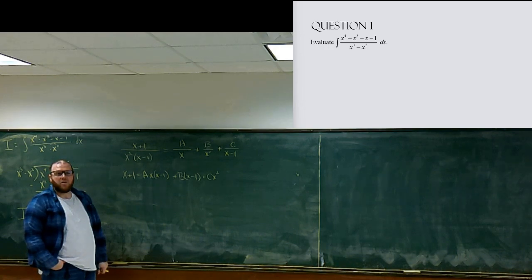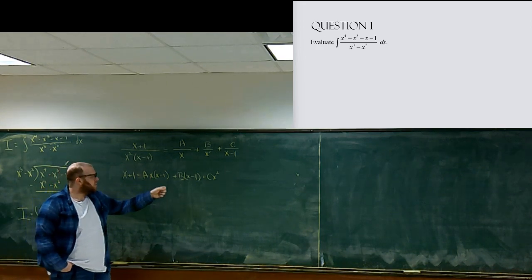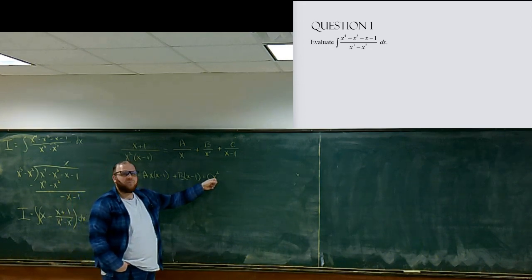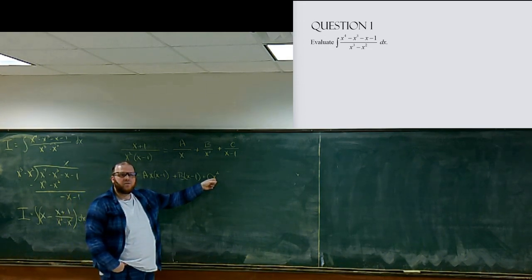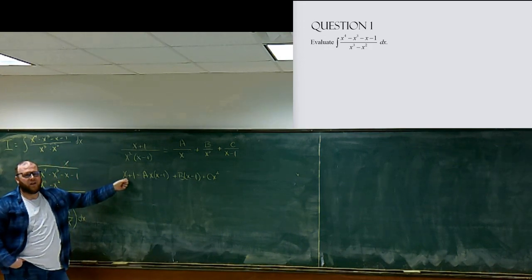So set x equal to 1. That becomes 0. That becomes 0. We're left with c on the right-hand side. Left-hand side, we're left with 2. C has to be 2.